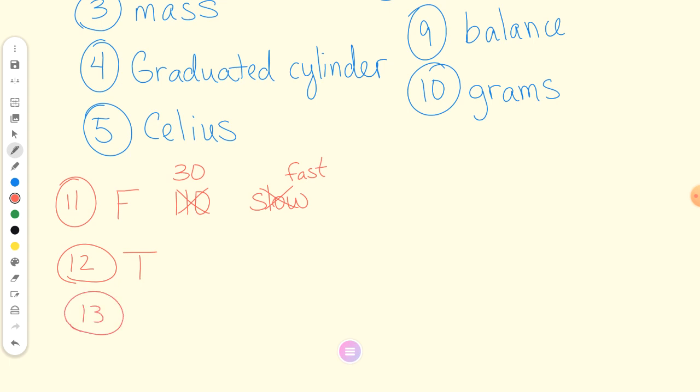Number 13. The mass of an object on Earth is different than its mass on Mars. The mass of an object on Earth is different than its mass on Mars. Addie, that is false. How could we make that true?